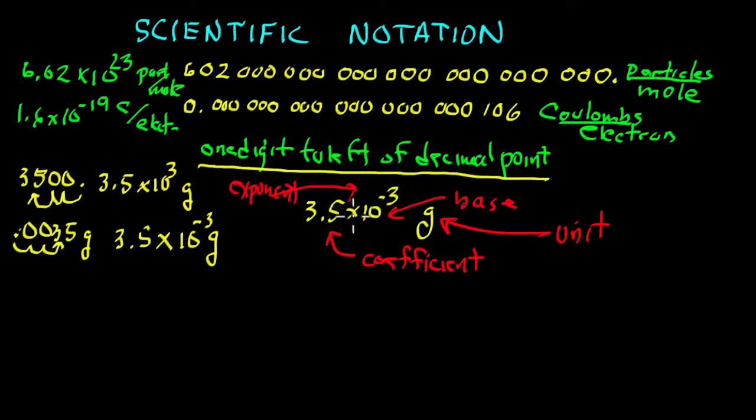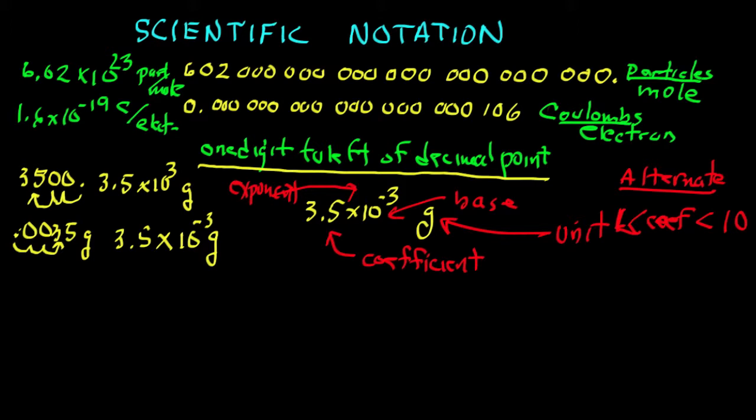Now, another way, a second way of looking at scientific notation, an alternative way. The number has to be, the coefficient, we'll call it the coefficient, has to be greater than or equal to 1 and less than 10. Greater than or equal to 1 and less than 10. That will give you the same thing. I like to say one digit to the left of the decimal point. I can understand that because I'm simple.